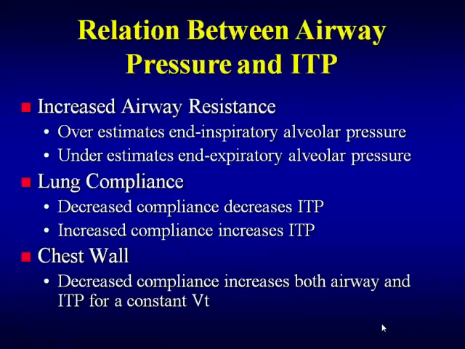Okay, what is the relationship between airway pressure and intrathoracic pressure? If you have increased airway resistance, your end-inspiratory pressure will overestimate the true pleural pressure, but your end-expiratory pressure will hide the hyperinflation. The mean pressure will probably be the same. If you have stiff lungs, then for the same tidal volume, for the same airway pressure, your intrathoracic pressure will increase less. If you have really compliant lungs, as in COPD, the slightest increase in airway pressure will profoundly increase intrathoracic pressure. And if you make the chest wall stiff, then for the same slight increase in lung volume, pleural pressure will go up a lot.